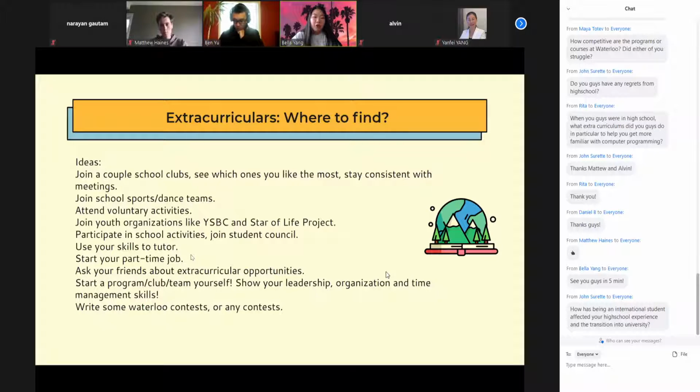If you have no idea where to start, you can ask your friends about what kind of opportunities they have. If you're in grade 11 or grade 12 and you're really comfortable with yourself and want to gain more leadership skills, you can start a program, a club, or a team yourself to show that you have really good leadership, organization, and time management skills. If you're applying to Waterloo, they really like you to do some Waterloo contests.